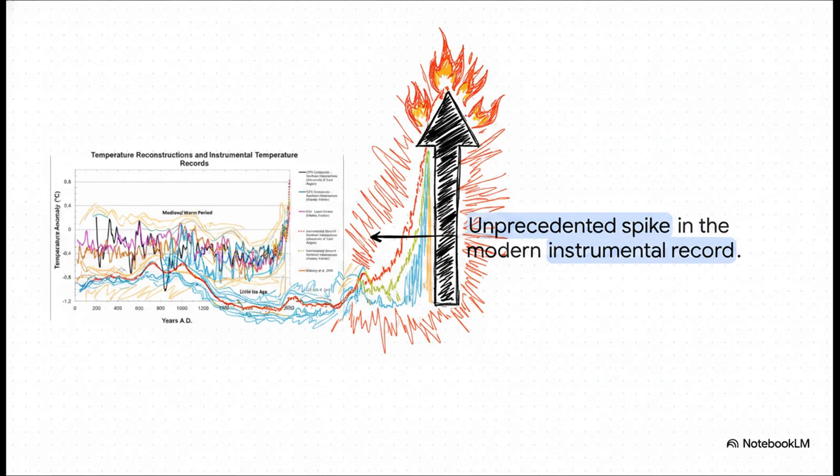Look at the extreme top right corner of the chart. And this brilliantly illustrates the unprecedented spike of the dotted red line from the University of East Anglia and the dotted green-yellow line from the Hadley Center. It's a violent upward trajectory.